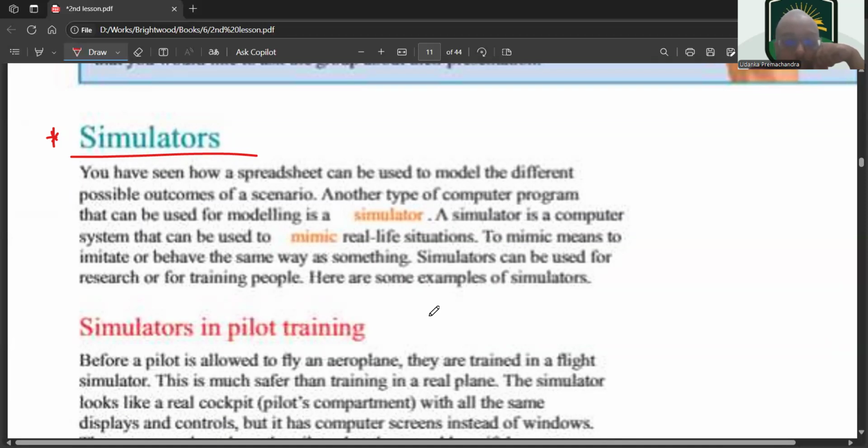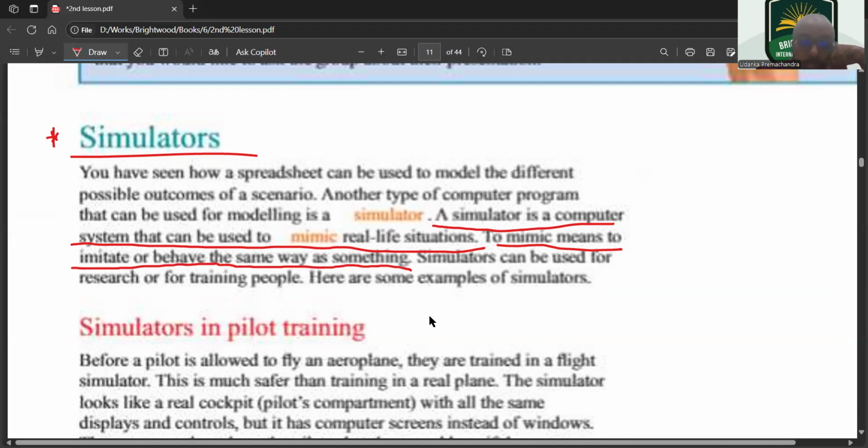Another type of computer program that can be used for modeling is a simulator. A simulator is a computer system that is used to mimic real life situations. To mimic means to imitate or behave the same way as something.